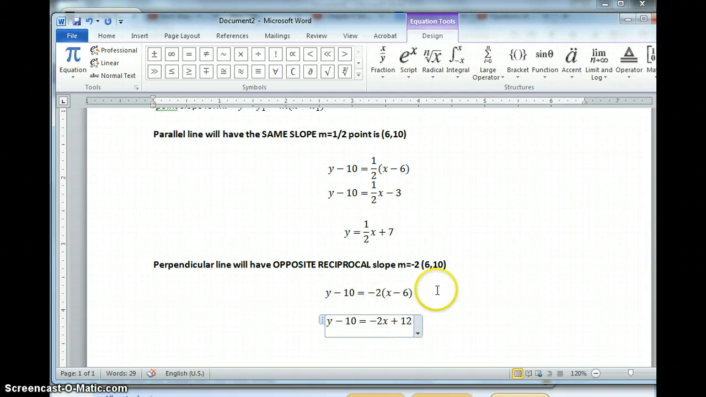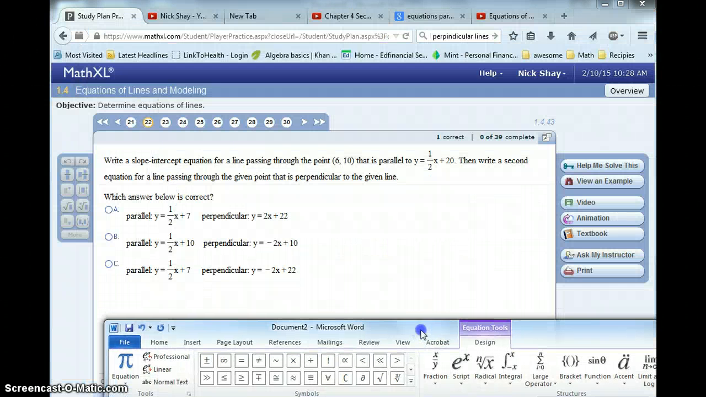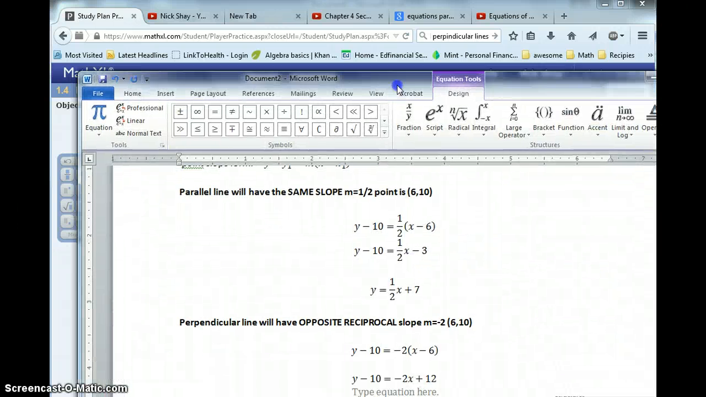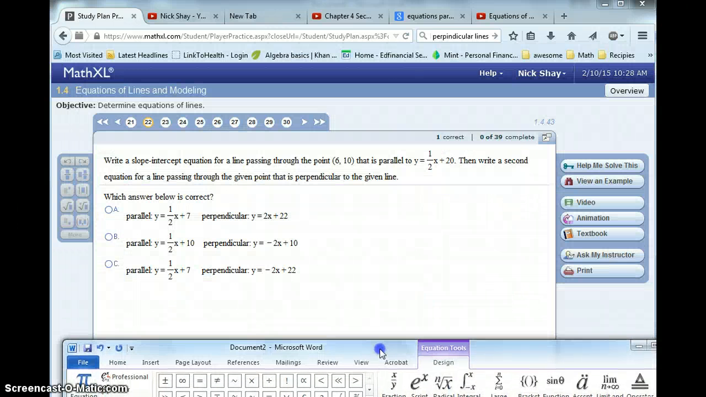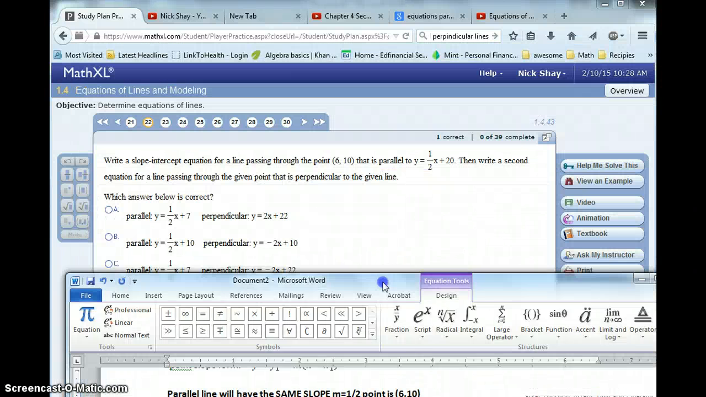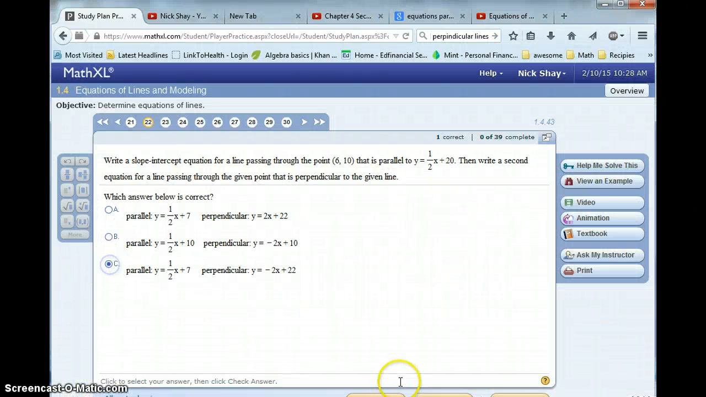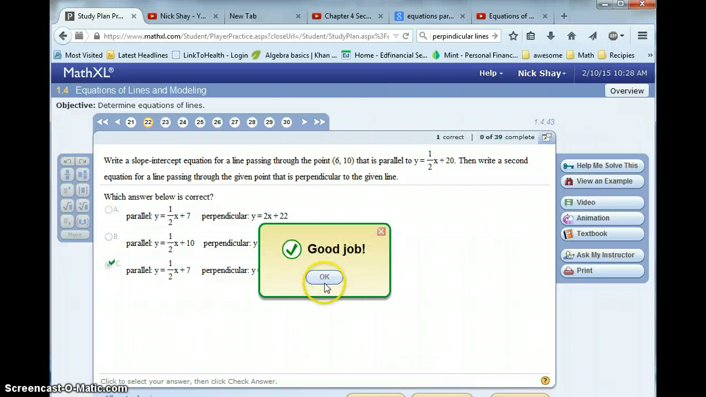I add 10 to both sides here, and what we're going to get is y equals negative 2x, and then when I add 10, I get a positive 22. So this is my perpendicular line, and this is my parallel line. I take a look and I see 1/2 x plus 7 is the parallel, negative 2x plus 22 is the perpendicular. You can see that answer C is my correct answer. Check that one, and we got it.